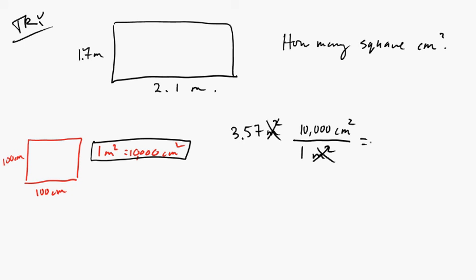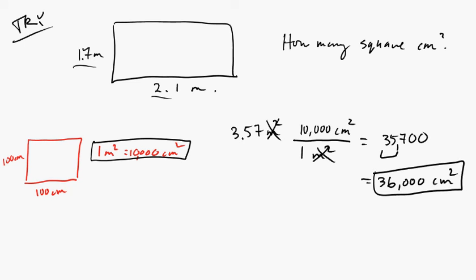3.57 times 10,000, which is going to be 35,700. But we got to adjust it just once more because we only have 2 sig figs here. That is the least accuracy we have. So I got to round this to be, it's around 36,000 centimeters squared. It's a lot of centimeters squared.